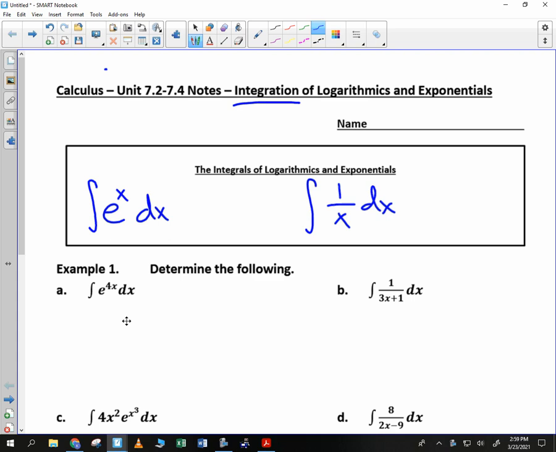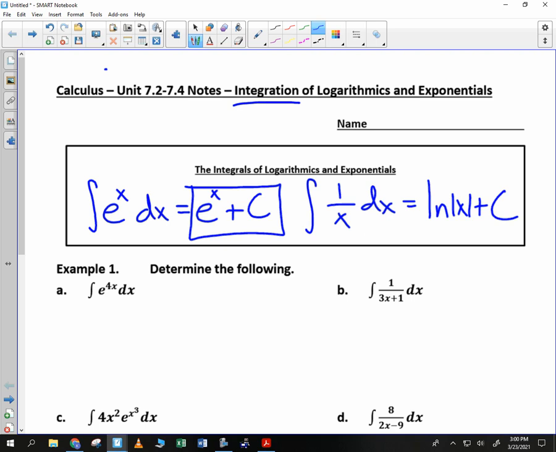The antiderivative of e to the x is nice and simple. It is e to the x. Remember, because it's an indefinite integral, meaning it does not have bounds, that we add the plus c on the end. We're looking for a general antiderivative. And the antiderivative of 1 over x is the natural log of |x|. We put an absolute value because you cannot take the natural log of a negative number. So there you have it. These are our two that we're going to use as a basis.